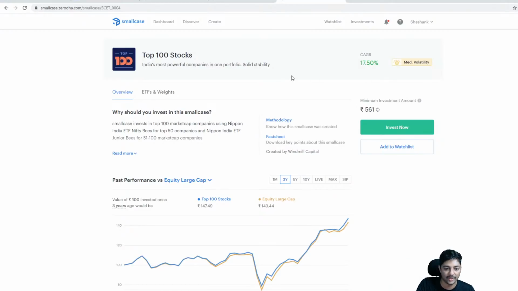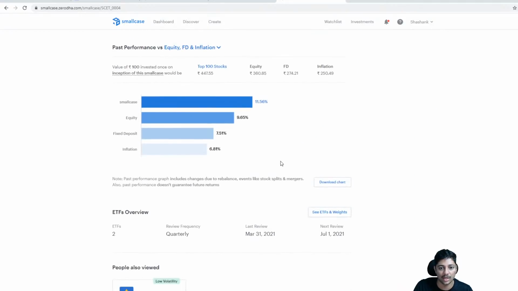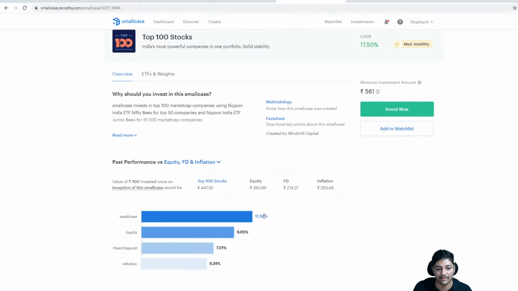I'm talking about all the free smallcases now. What you would otherwise check is also how it beats inflation, right? Has it beaten it? Equity was giving 9% and this gave around 2-3% extra.